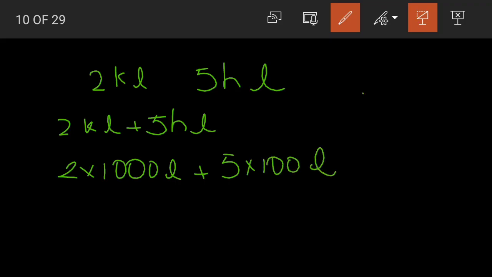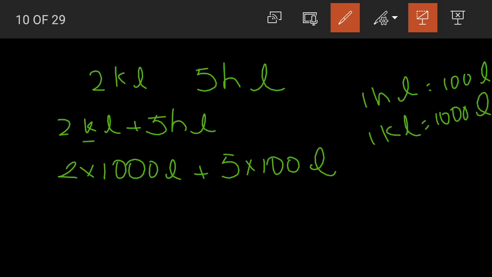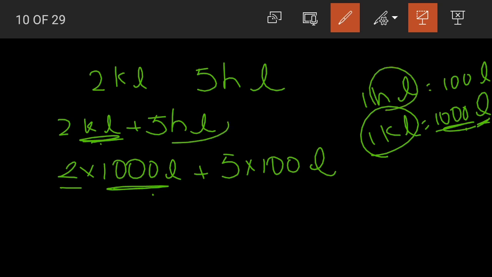Again, if you remember the table of units of measurement, children, there we have learnt that 1 hectoliter is equal to 100 liters and 1 kiloliter is equal to 1000 liters. That is what we are doing to convert kiloliters into liters. 1 kiloliter is equal to 1000, so, into 1000. Next, 1 hectoliter is equal to 100 liters, so, multiplied by 100 liters.